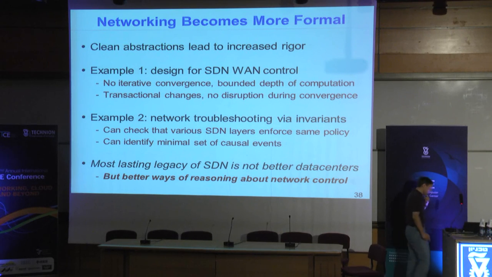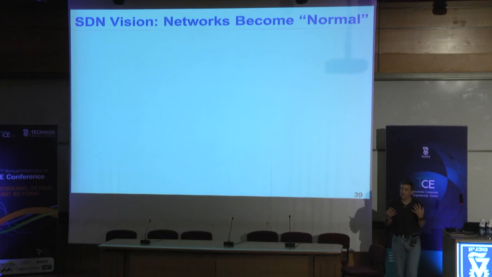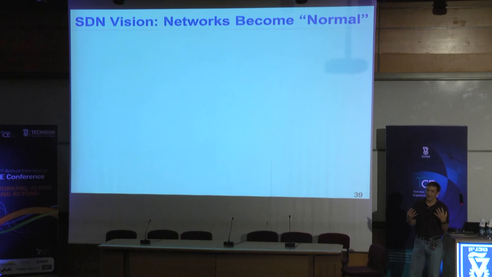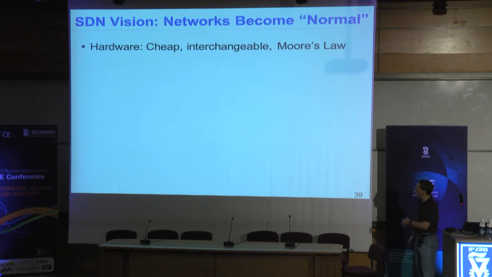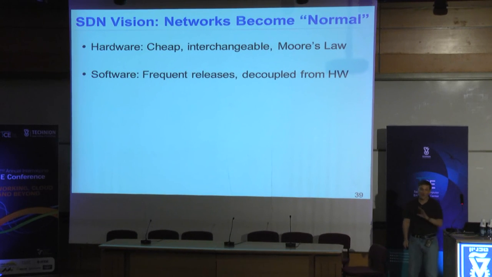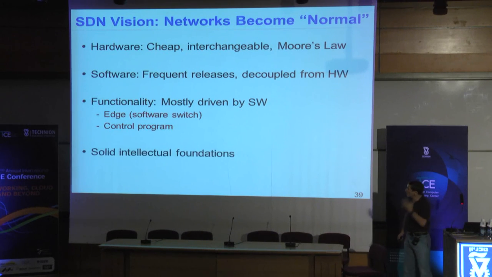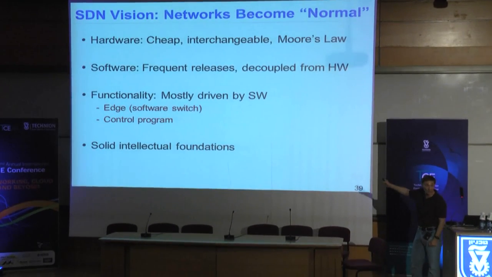So I want to finish my last slide by giving you what the SDN vision is. The SDN vision is not very ambitious. It just wants networking to be normal. And what I mean by normal is we want hardware to be cheap, follow Moore's law. We want software to have frequent releases, to be decoupled from hardware. We want the functionality to be driven by software because you can innovate much more quickly. And we want it built on solid intellectual foundations. Every single area of computer science except for networking has been this way for a decade or more. Networking is not there now, but with SDN, that's where we will get.